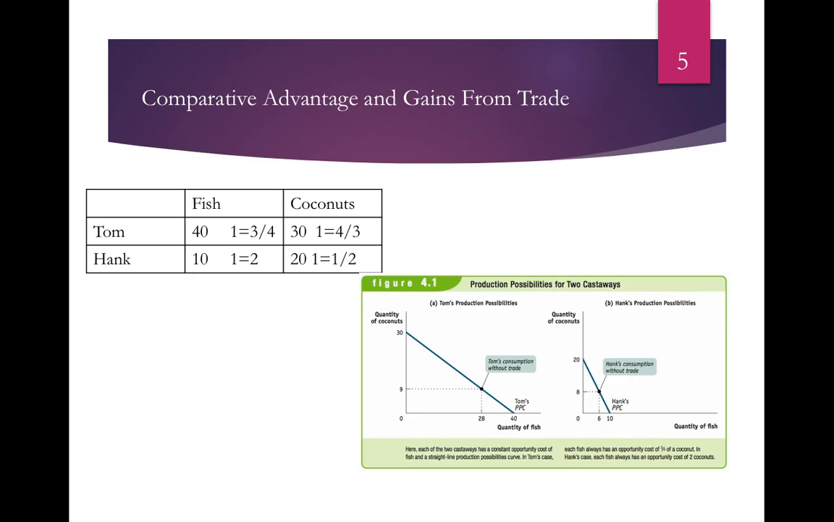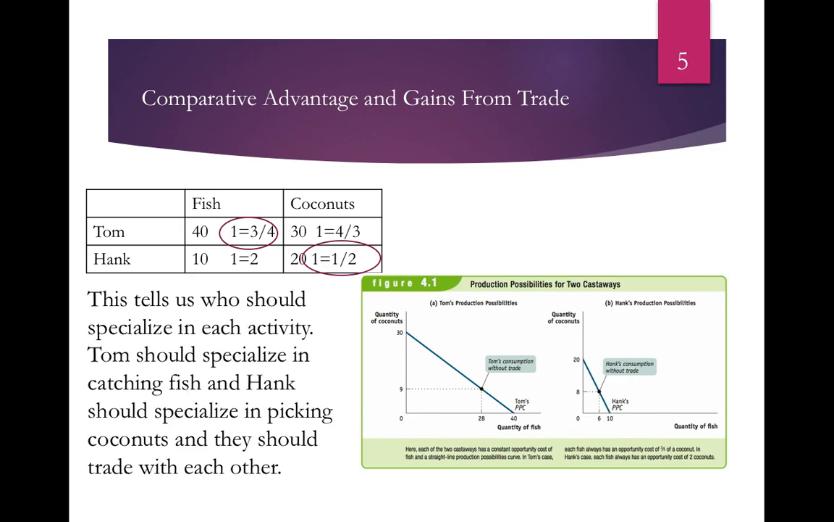Now, who has the comparative advantage? When looking at the comparative advantage, we're looking at who can do this at a lower opportunity cost. So, for fish, who has the lower opportunity cost for catching fish? Well, 3/4 is less than 2. So Tom has the lower opportunity cost. And who has the lower opportunity cost for picking coconuts? Well, 1/2 is less than 4/3 or 1 1/3. So the answer is Hank. This is another sort of thing that you could recognize: if one person has the comparative advantage in one, automatically the other person has the comparative advantage in the other. Okay, another quick hint for you.